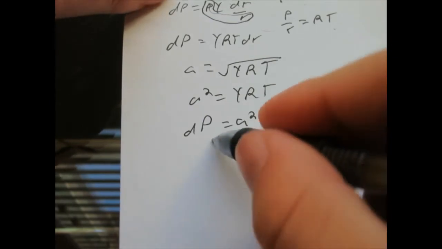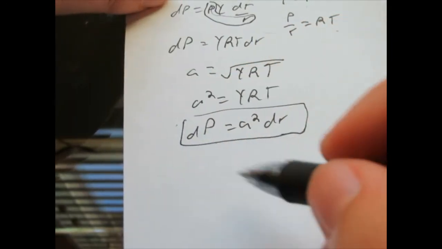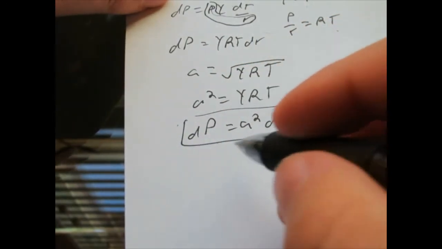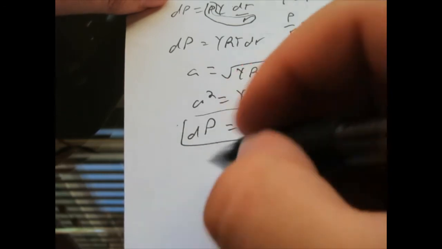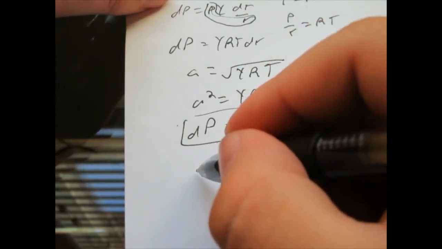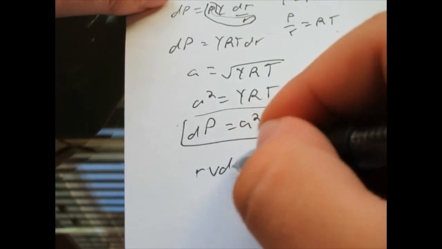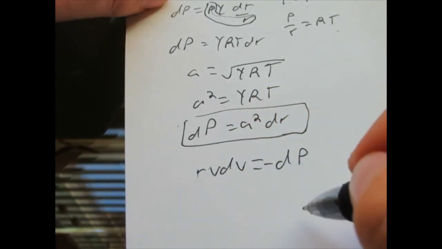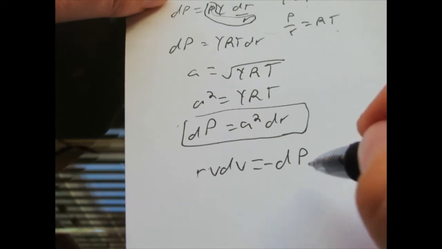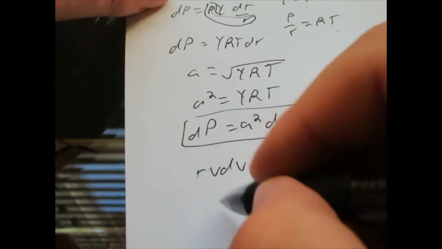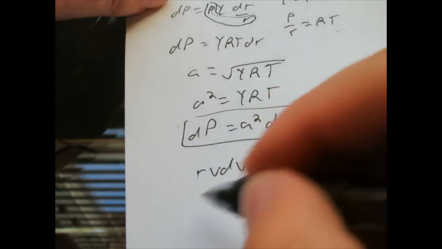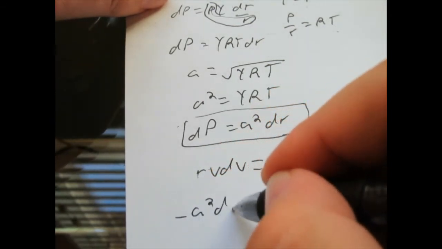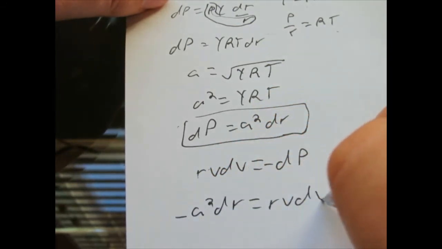So now that we got this relationship here, we're going to bring back the relationship we found using conservation of momentum between velocity and pressure, which is rho V dV equals negative dP. Okay, so then we're going to plug delta pressure into here. So we have negative a squared d rho equals rho V dV.